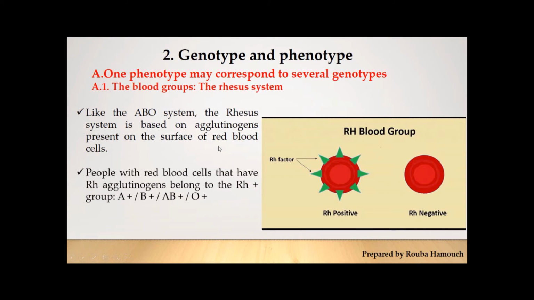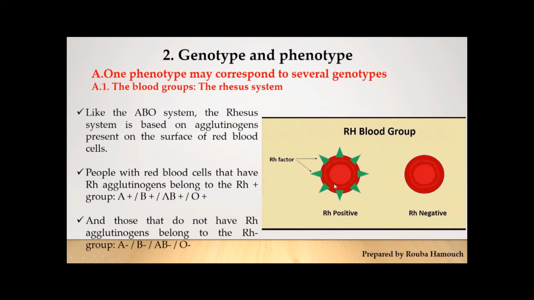So the individuals with red blood cells that have the Rhesus agglutinogen or antigen on their surface belong to the Rhesus positive group. For example, an individual may be of group A positive, B positive, AB positive, or O positive. This means that, for example, for A positive, the individual is of group A, he or she has antigen A on its surface, but since the person is positive, this means that near the antigen A, we find the antigen Rhesus.